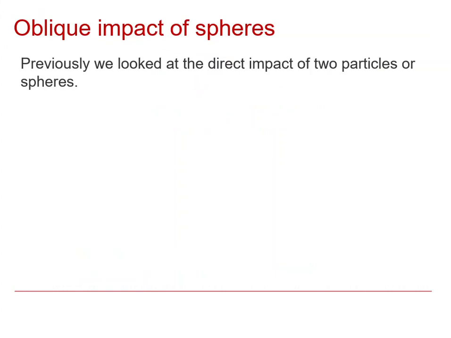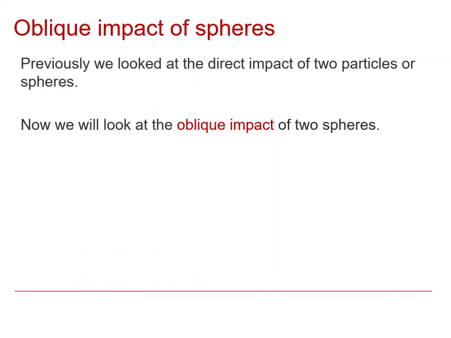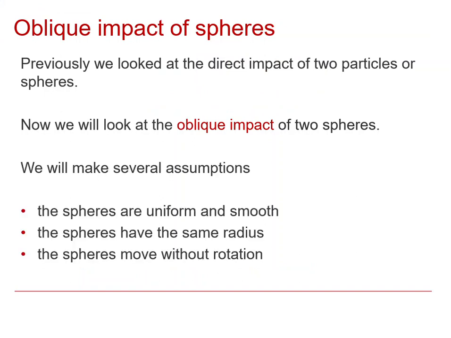We've already looked at the general background to this. We started by looking at a direct impact where there's a line of centres and nothing else to contribute to the dimensions of the problem, but now we're moving to a situation where the impact is oblique, and that means that at least one sphere is moving at an angle to the line of centres. We made several assumptions. The first was that the spheres are uniform and smooth. The second is that the spheres have the same radius, and the third is that they move without rotation.